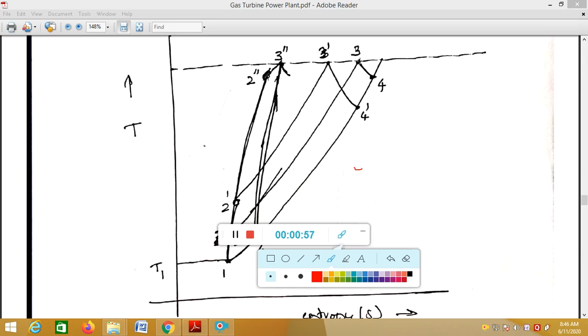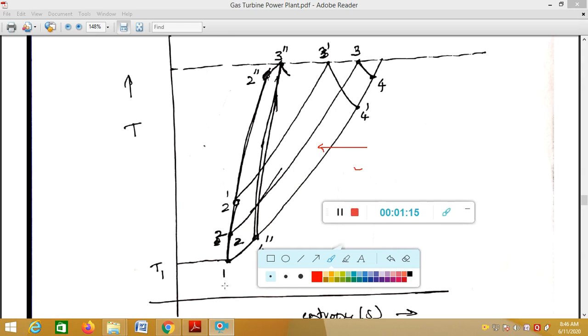So keeping T1 and T3 fixed, we can vary the pressure ratio. In the first cycle, we can see that three cycles are shown here. Consider cycle 1, 2, 3, 4. In cycle 1, 2, 3, 4, air is compressed from P1 to P2, and heat is added from 2 to 3, and 3, 4 indicates the expansion of gases in the turbine.